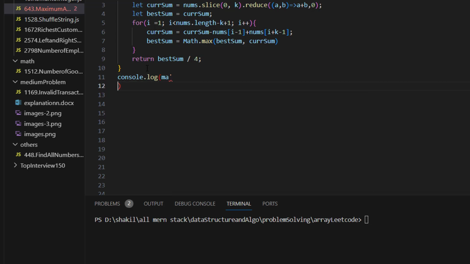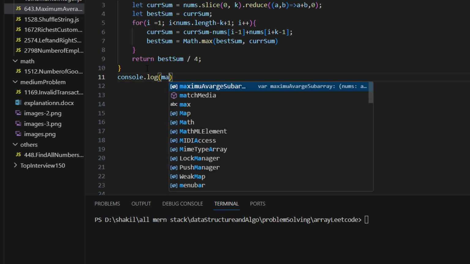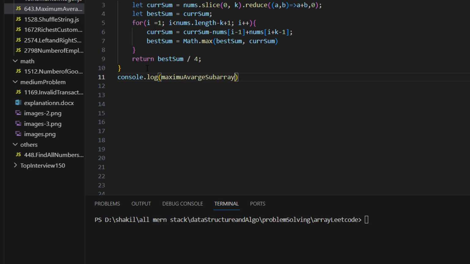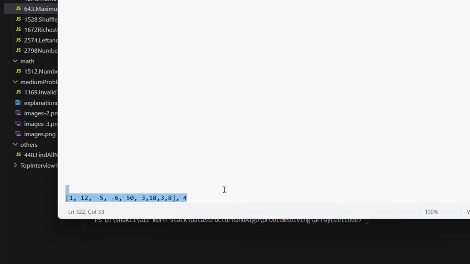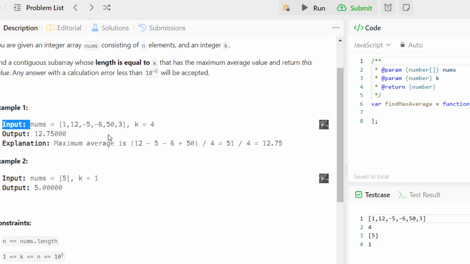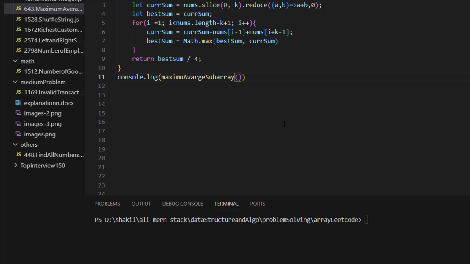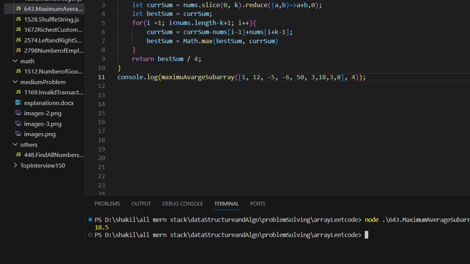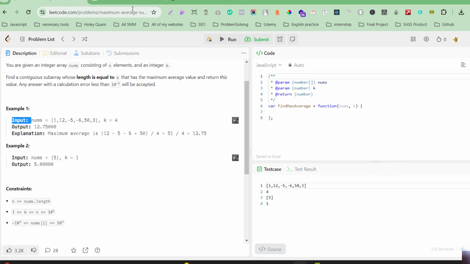Okay, we are done, and let's console.log maximum subarray equal to nums. So give the two parameters. I am doing it a bit differently. Instead of the parameters given here, I am doing it with another example that will make you understand easily, to have a good understanding. I think we are done. So let's see, node. Yeah, it's getting 18.5. So let's jump into the examples once again.